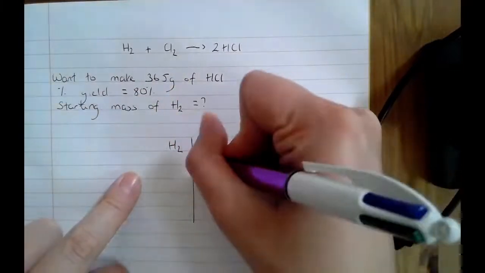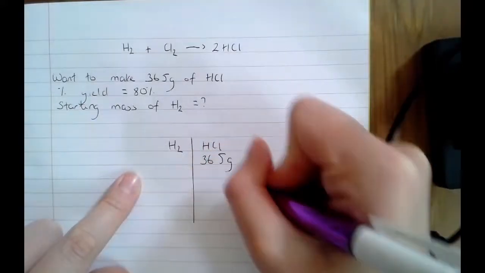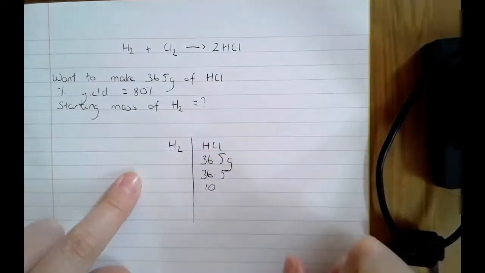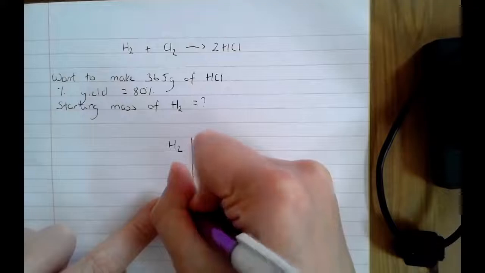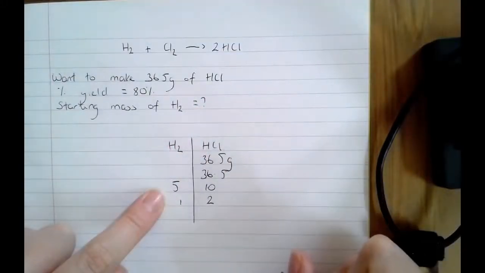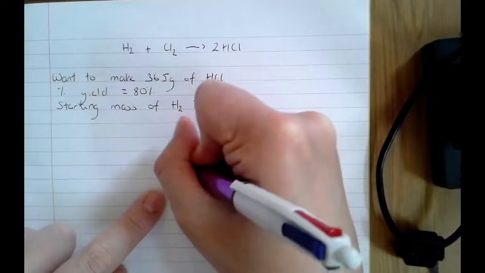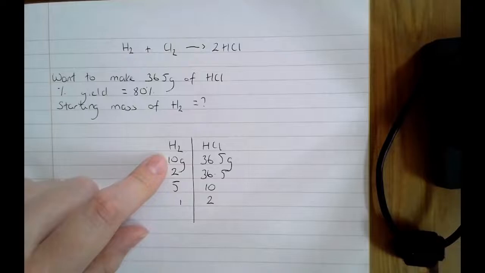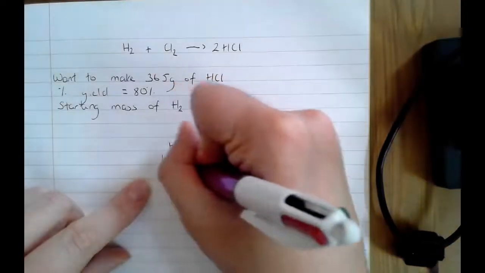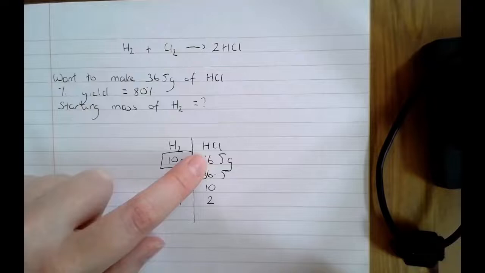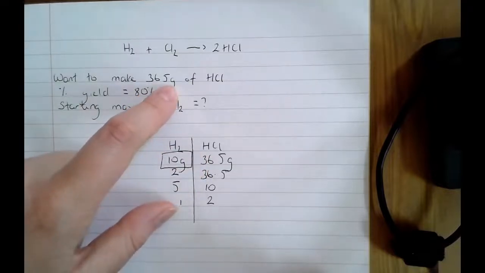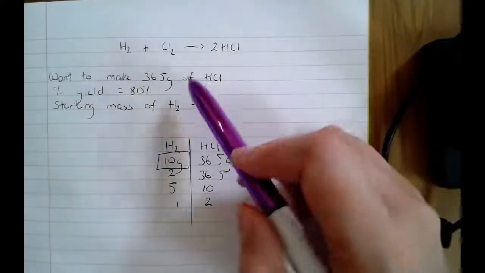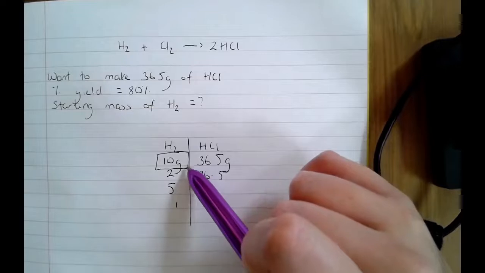And I'm trying to make 365 grams of HCl. So I use the formula mass of HCl in order to work out how many moles of HCl I'm trying to make. And then I can use my ratio to work out how many moles of hydrogen I need, and then work out the mass of hydrogen that I should start with. So if I had 100% yield and nothing was going to be lost, then starting with 10 grams of hydrogen would give me the 365 grams of HCl that I want to make. But you're told in the question that you don't have 100% yield, you've only got 80% yield, and that means 20% of your product is going to be lost.